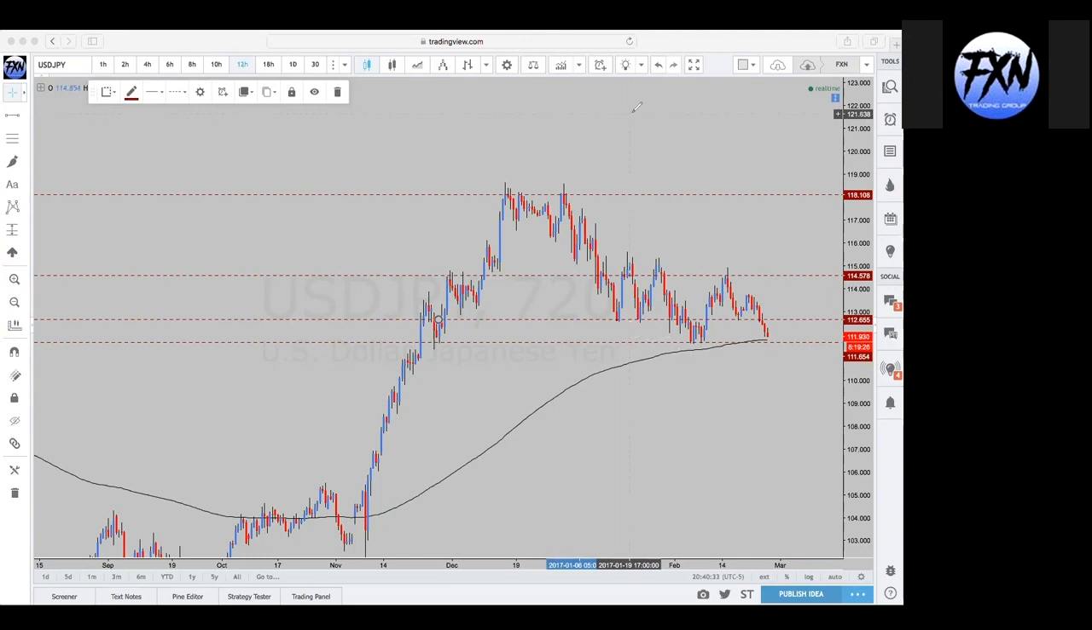So this particular pair here, if we look at it, it created, and I mean barely created, a higher high. And then it went down here and created, what did it create here? It created a lower low, lower high.